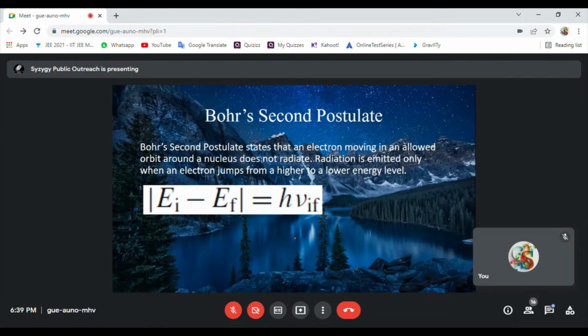That sounds funny, but it is what Bohr actually stated. And he also stated that an electron can have only specific energy levels, like I said earlier, and this is the same formula which we earlier saw. Okay, so this is Bohr's second postulate.